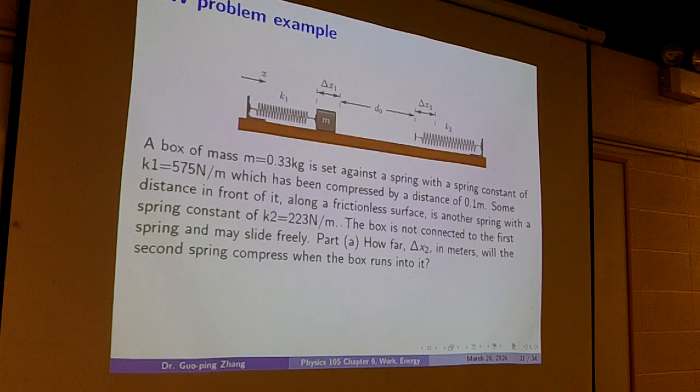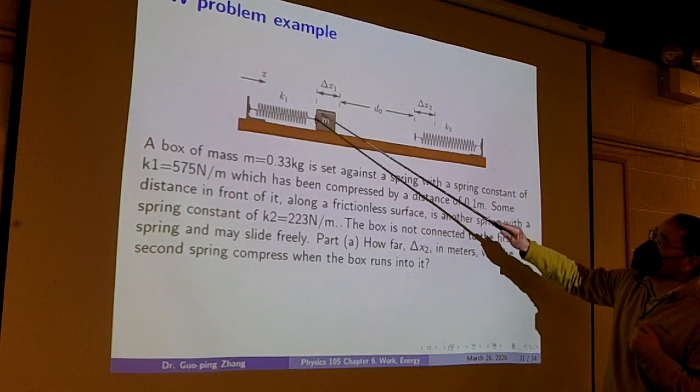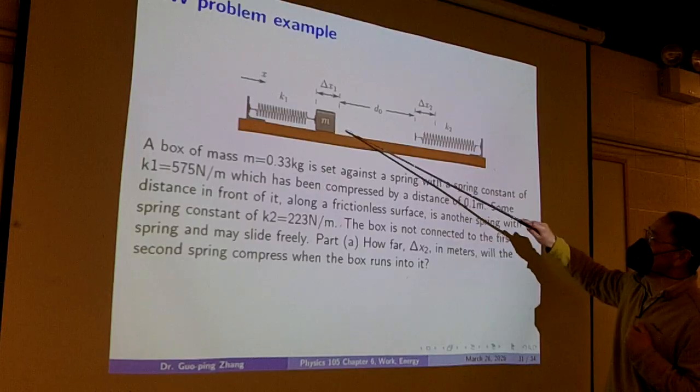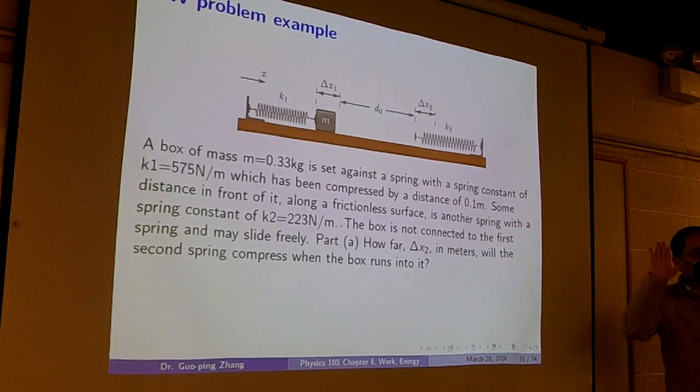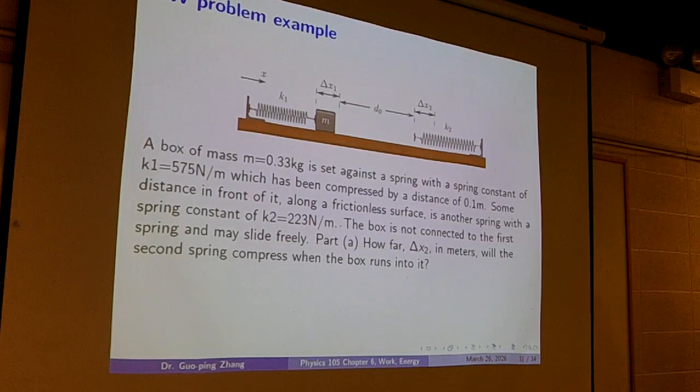This example, we did not have time to cover completely. And this time, I'm not going to show you all the detailed steps of what you need to do. Let's reread the problem again. Essentially, you have a mass pressed against a spring, so the spring is compressed in that direction. I press that particular spring to an extension of 0.1 meter.